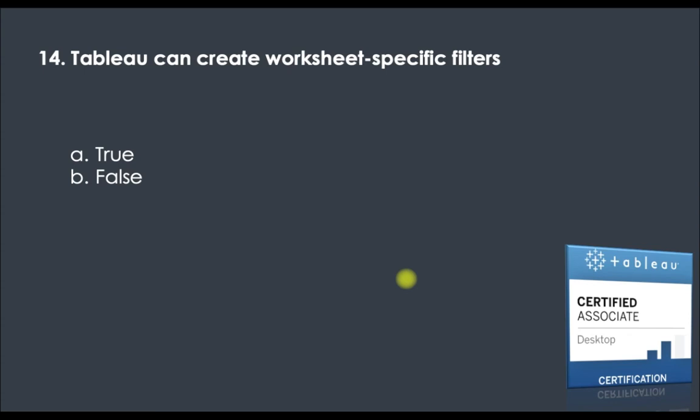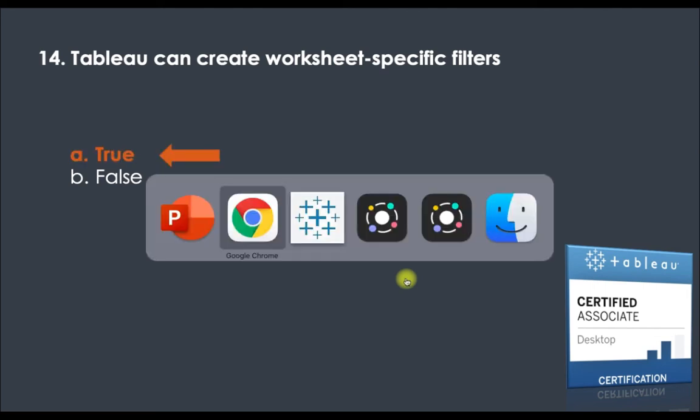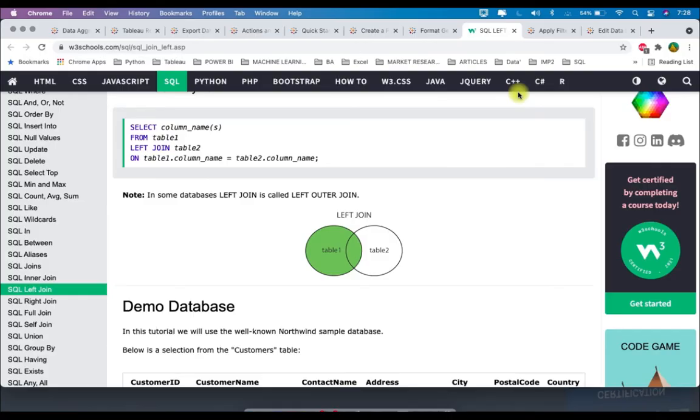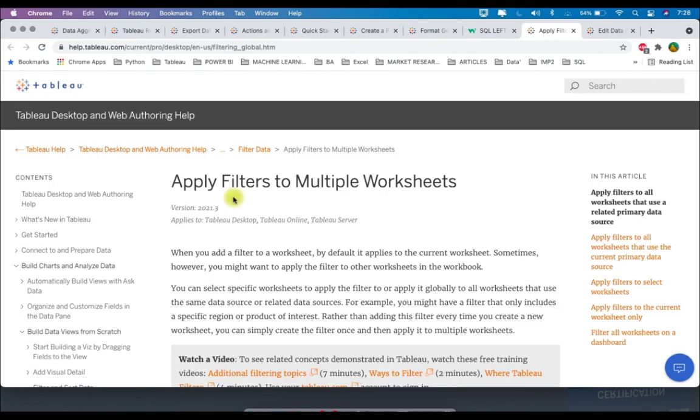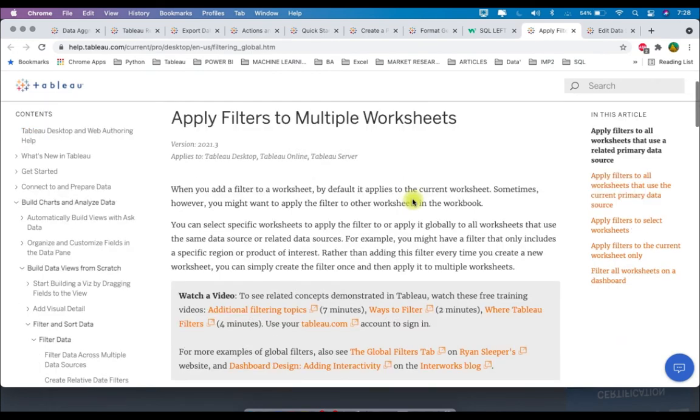Then Tableau can create worksheet specific filters. So see, if you would have worked in Tableau, you would know you can create data source filters, extract filters, sheet level filters, then workbook level filters, multiple sheet filters, single sheet filters. Okay, so yeah, this is true. And if you want to read more on this, you can come here and search apply filters to multiple worksheets option over here.